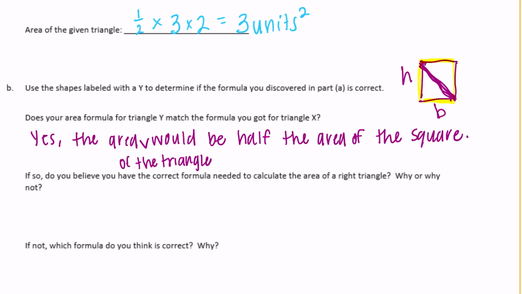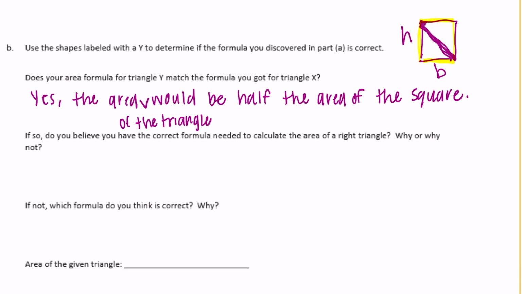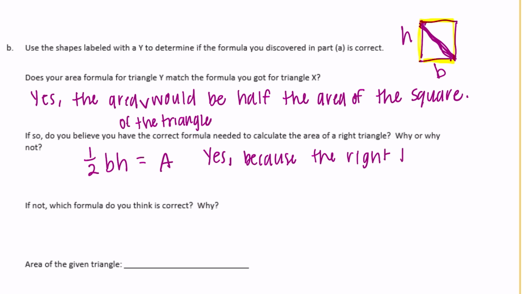Okay, do you believe that you have the correct formula needed to calculate the area of the right triangle? So yes, because 1/2 base times height is equal to area. So yes, because the right triangle's area will be half of the square's area.